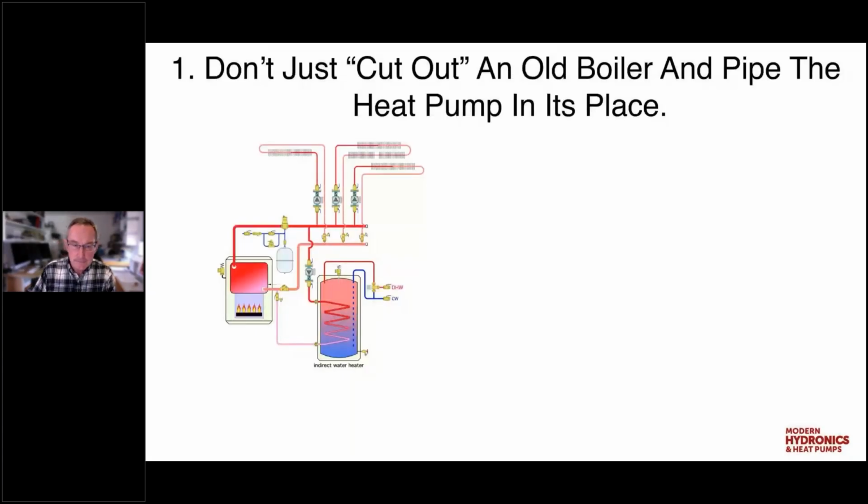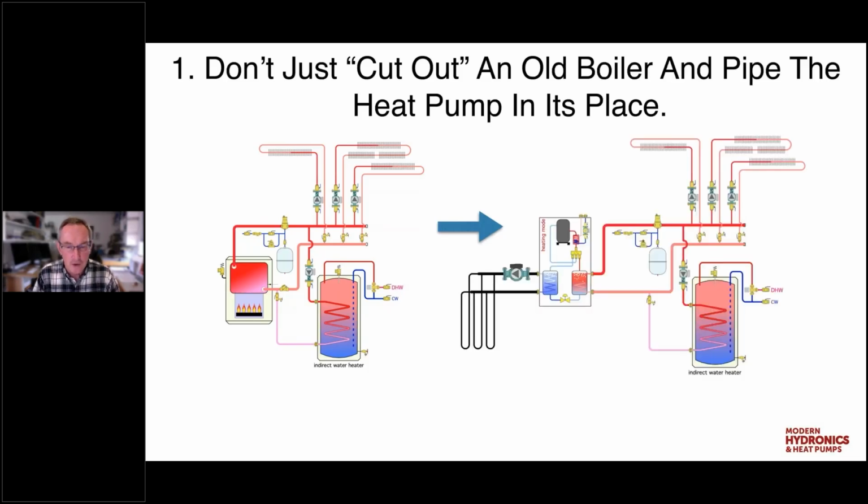So let's start with one. We don't want to just think of these systems as a situation where we have an existing system like what you're looking at there. We've got 3 zones of baseboard heating. We've got a zone that goes through an indirect water heater, and we've got a cast iron boiler. We don't want to assume that we can just cut out the cast iron boiler and drop, in this case, a water-to-water geothermal heat pump in its place.